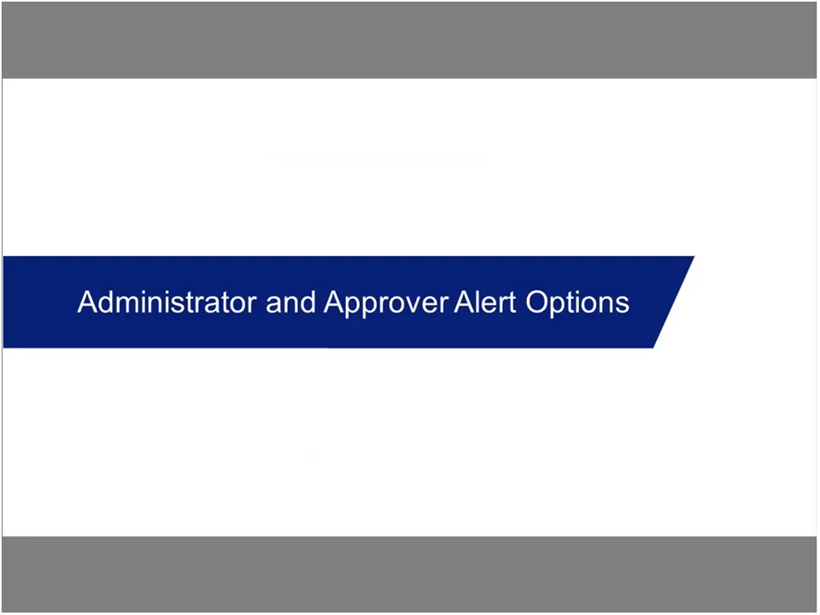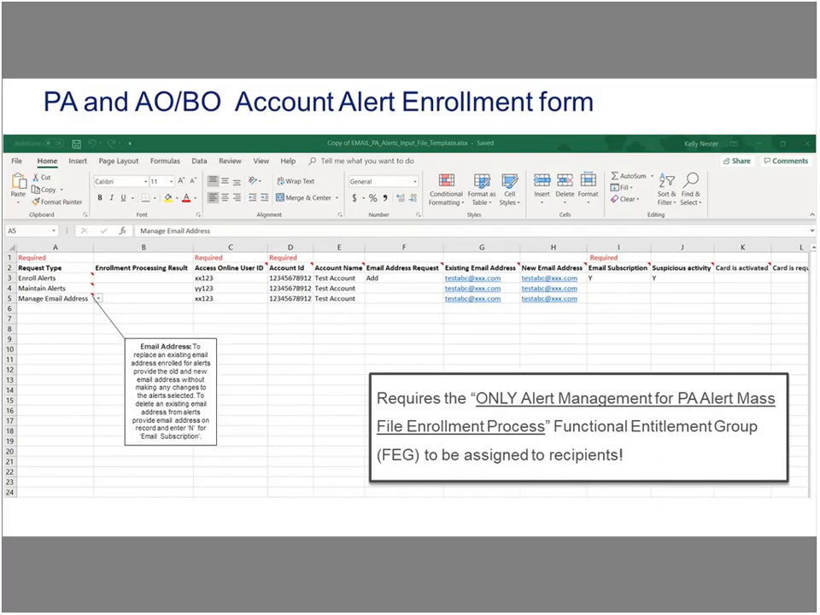Okay, so let's talk about how approvers and administrators can receive these alerts. So we have a newer process, and it is the approver or biller and program administrator account alert enrollment form. And you can get this from your implementation folks or from your account coordinator or your relationship manager. And it's a spreadsheet that looks like this. And basically these are the alert types. These little red triangles on each section, if you hover over, it will give you an explanation of what that field means or what information should go into it.